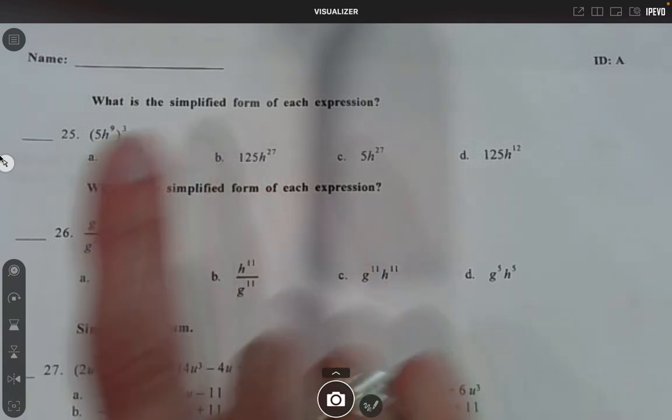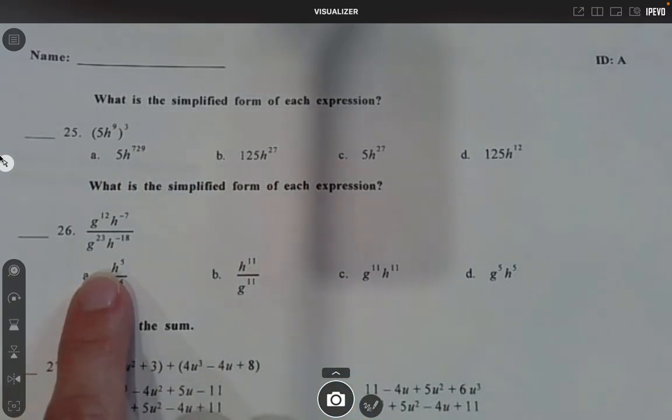Okay? What do you do with exponents on this one where we divide? You subtract them. Okay? All right.